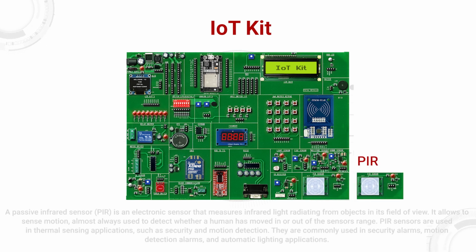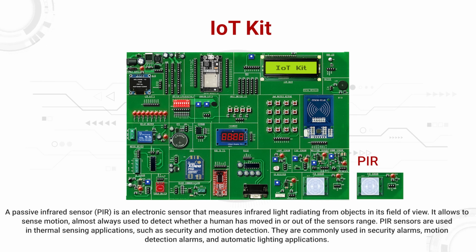A passive infrared sensor (PIR) is an electronic sensor that measures infrared light radiating from objects in its field of view. It allows sensing motion, almost always used to detect whether a human has moved in or out of the sensor's range. PIR sensors are used in thermal sensing applications, such as security and motion detection. They are commonly used in security alarms, motion detection alarms, and automatic lighting applications.